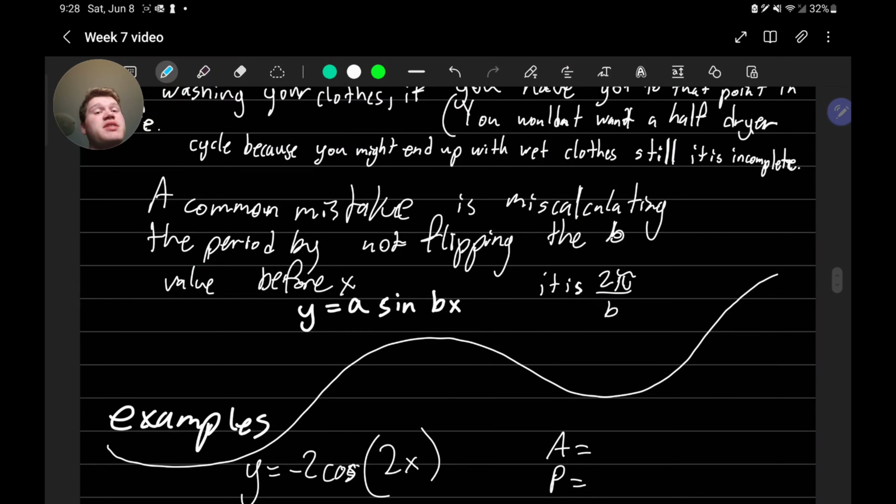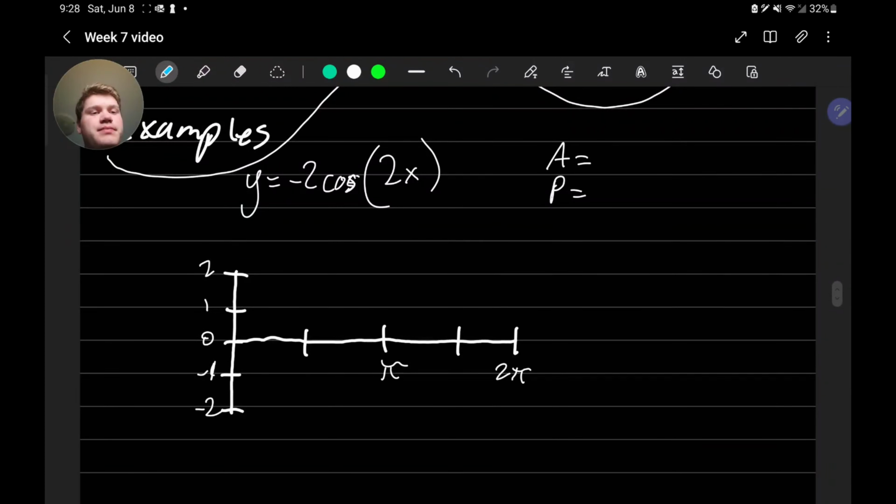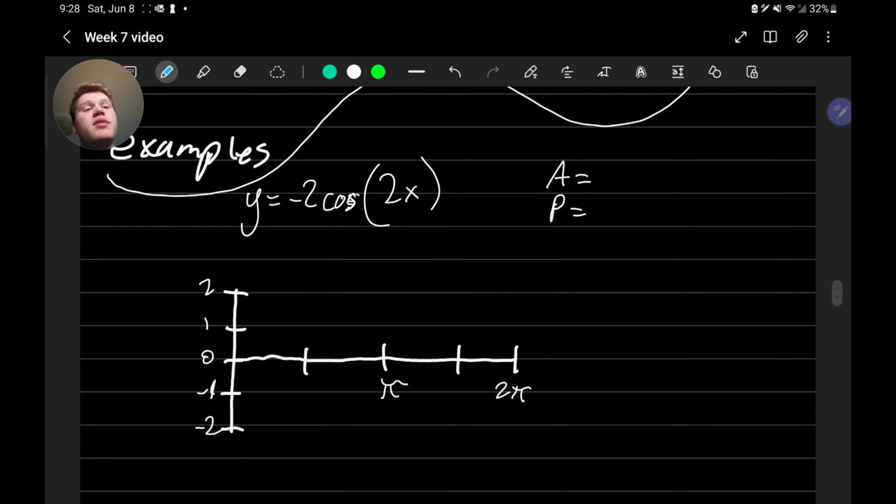A common mistake is miscalculating the period by not flipping the b value before x. So if you have y equals a sine of bx, you might forget to flip a 1/2 to a 2 when doing the calculations. So for example, here we have y equals -2 cosine of 2x. So first we're going to find the amplitude, which is the absolute value of a, which is this value right here, which is 2.